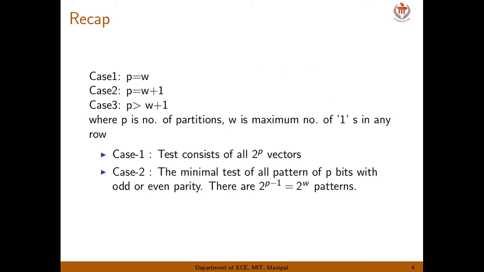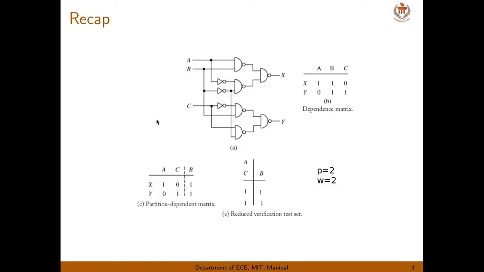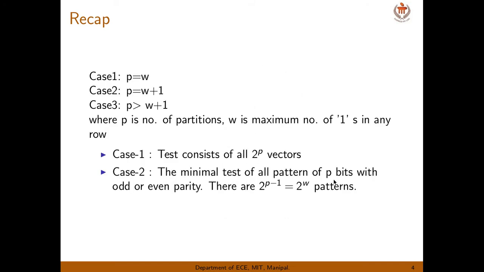Then based on P and W values, we can have different cases, where P is the number of partitions and W is the maximum number of ones in any row. If P equals W, as in the previous case, then the test vectors will be all 2 power P vectors. So that means 2 power 2 test vectors. That means 4 test vectors: 0 0, 0 1, 1 0 and 1 1.